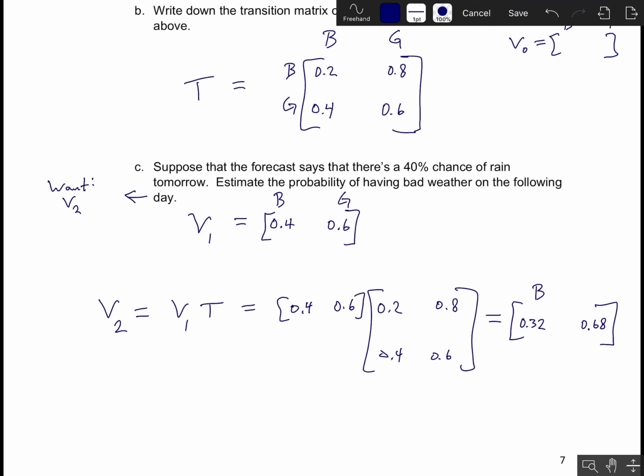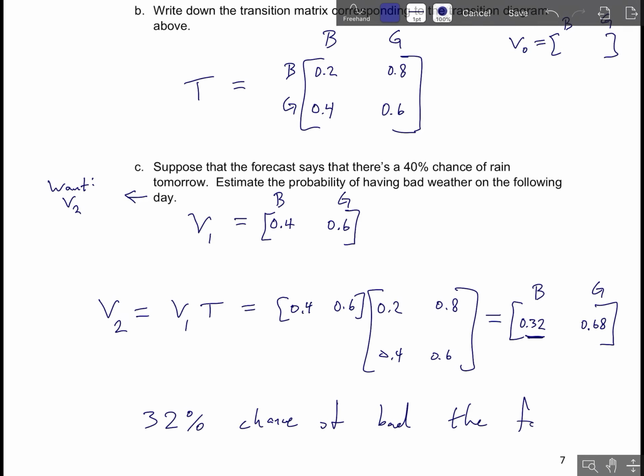And this is our probability of having bad weather 2 days from now and having good weather 2 days from now. So if we wanted to interpret this to finally answer the question, it says estimate the probability of having bad weather on the following day. The probability that we get as our estimate is 32% chance. So 32% chance of bad weather the following day.